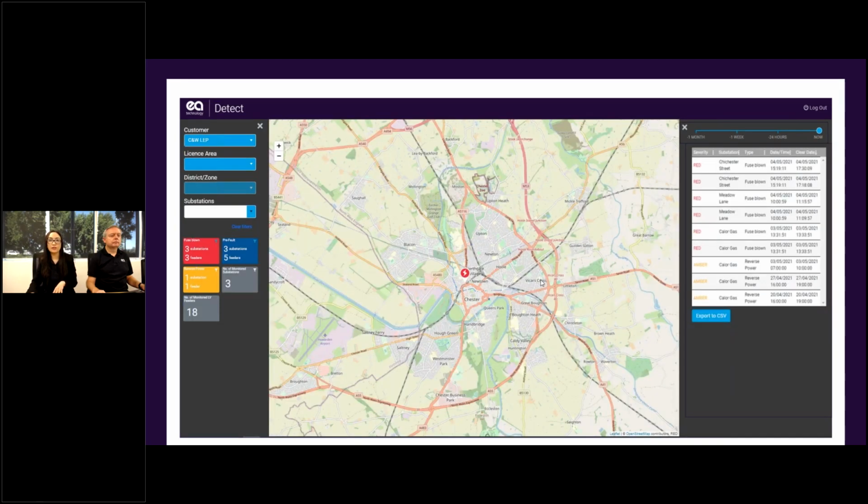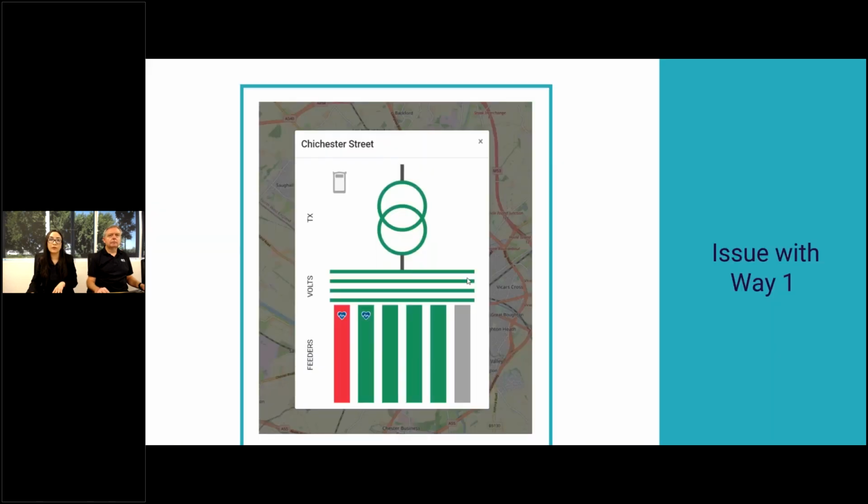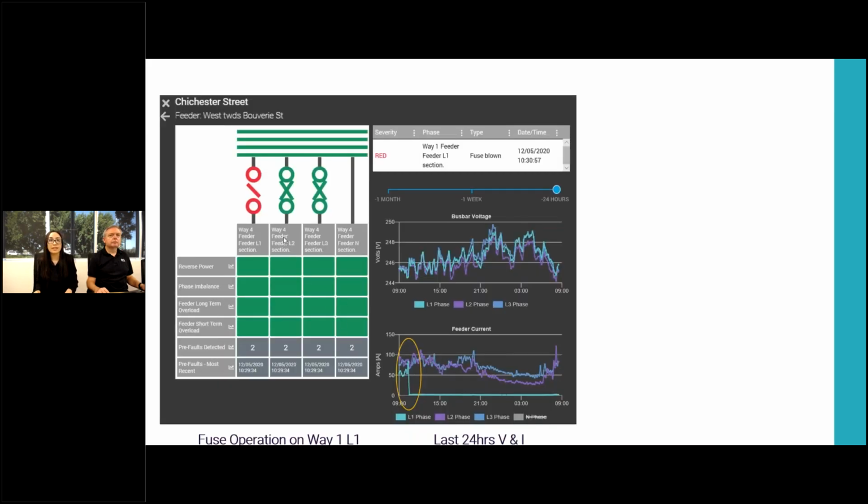If we look closely at one of the substations in red, we can see in more detail what is happening in that substation. We have the overall schematic of that substation: the transformer, the busbars, and the different feeders. This blue heart means that some pre-fault detection is happening in that feeder. We can also look in more detail within a feeder.